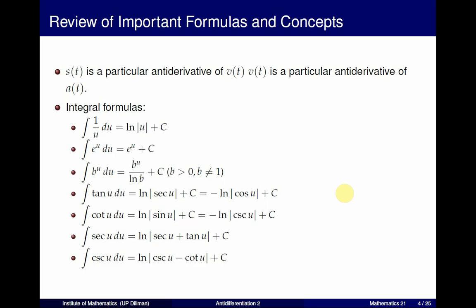So for this class, recall from rectilinear motion that we have three important functions: the position function, the velocity function, and the acceleration function. And remember from LE3 that the derivative of position is velocity and the derivative of velocity is acceleration. So now with integration, we can reverse the process. An antiderivative of acceleration is velocity and an antiderivative of velocity is position. And they are particular antiderivatives. So that's enough for rectilinear motion.